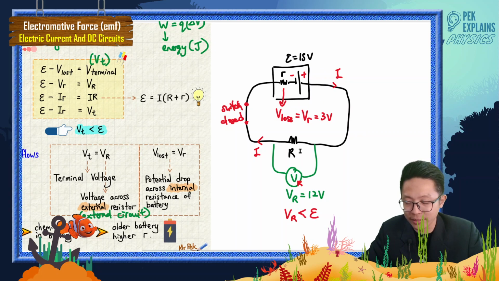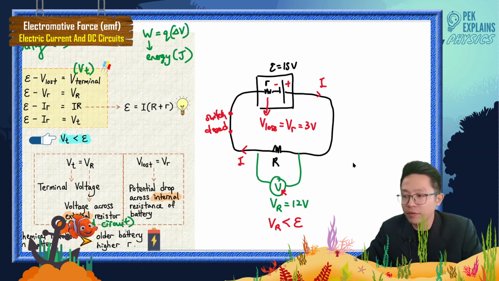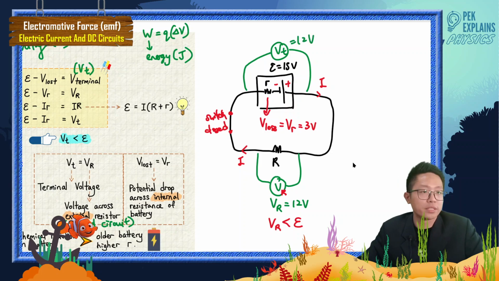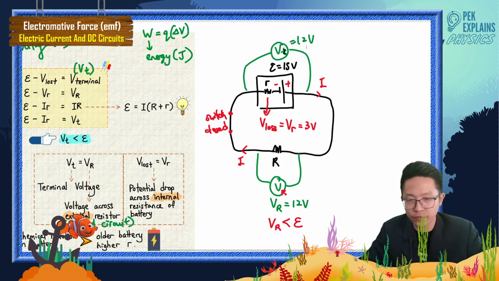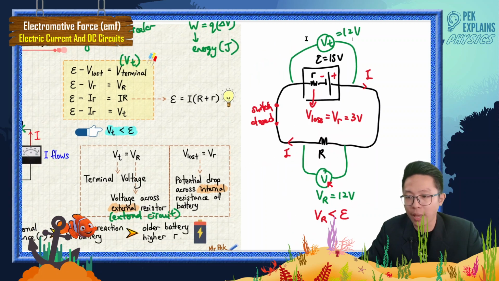The external resistor here only received 12 volt, because the terminal voltage of the battery is only 12 volt also. You understand? So the voltage across the external resistor here, 12 volt, is only the terminal voltage of the battery. It didn't receive the 15 volt. Why didn't it receive the 15 volt? Because there's a voltage loss across the internal resistor, 3 volt. You understand? This VT and VR are the same because they are parallel to each other.